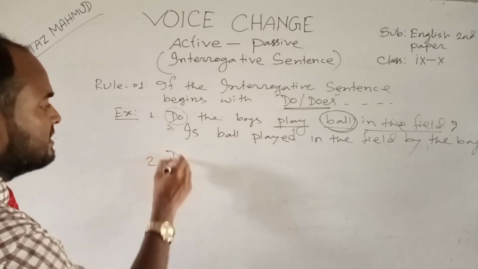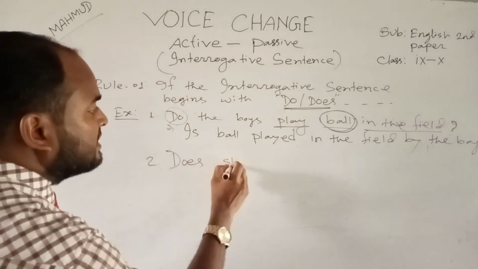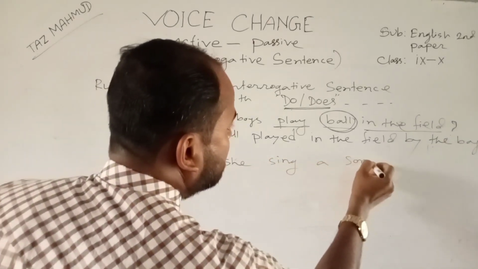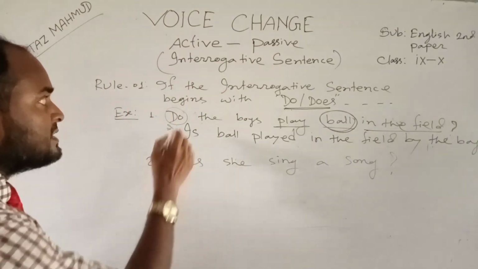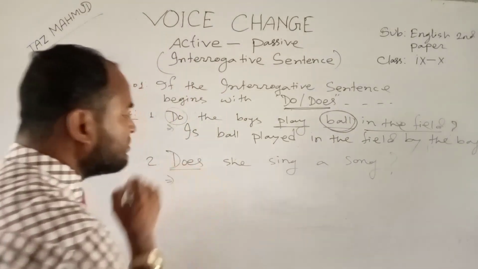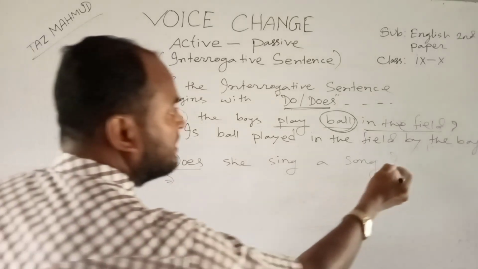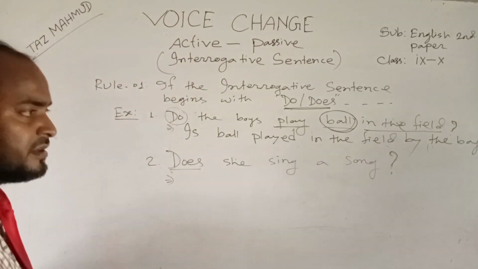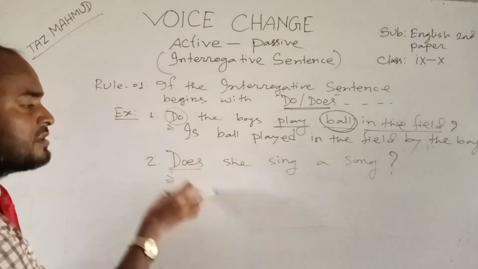My dear learners, another example: does she sing a song? In this sentence also begins with do or does. This sentence begins with does, and at the end of the sentence there is a note of interrogation mark. So this is also an interrogative sentence.